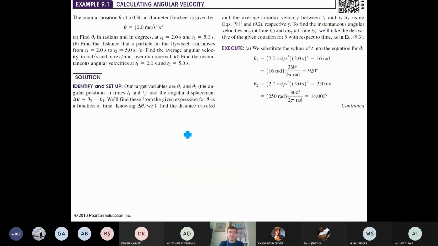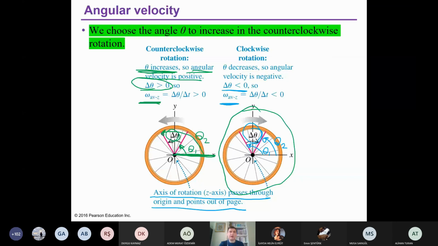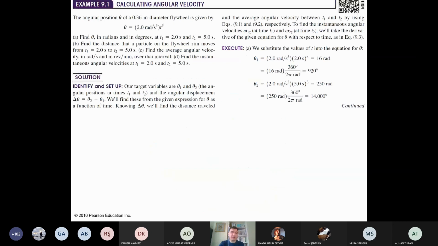Let me continue with example 9.1. Up to now, do you have any question? Okay, then let me continue with this very easy example. Example 9.1, calculating angular velocity. The angular position theta of a 0.36 meter diameter flywheel is given with this expression: theta is 2 radian per cubic second times time to the power 3. Question A: find theta in radians and in degrees when the time is 2 seconds and when the time is 5 seconds.